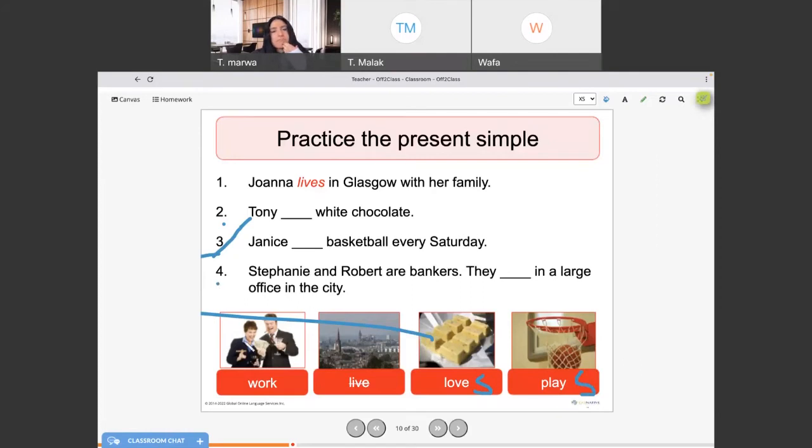Stephanie and Robert are bankers. They work in the bank. They works in. They work. Bravo. They work. You corrected it. They work in a large office in the city. Bravo, because I have Stephanie and Robert. Not Stephanie alone. Not Robert alone. I have they, plural. Yes.